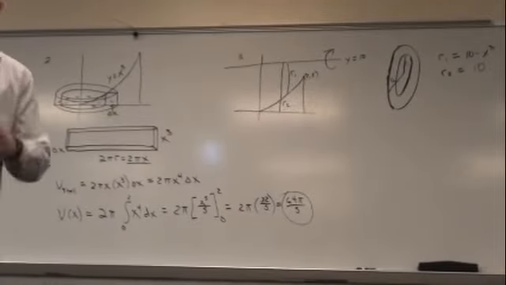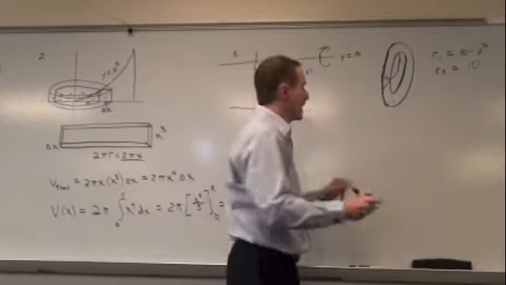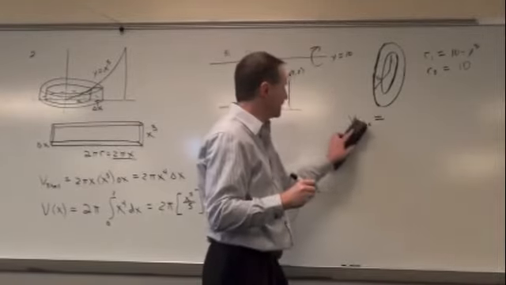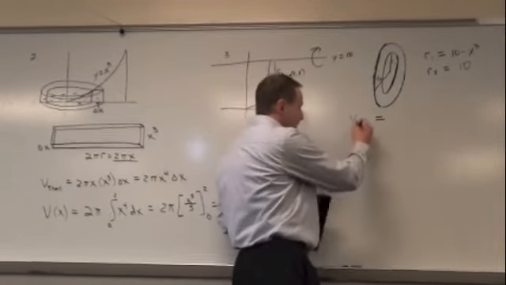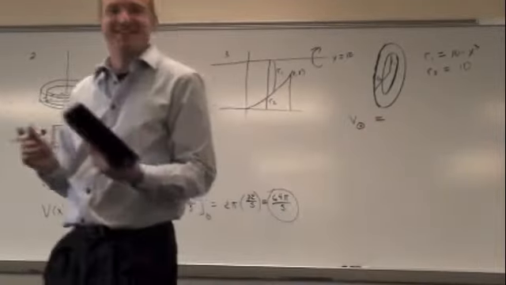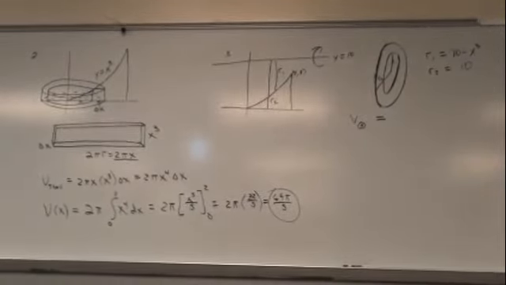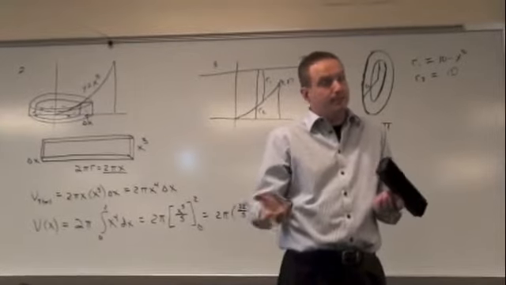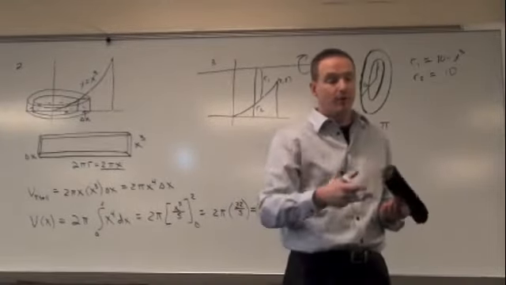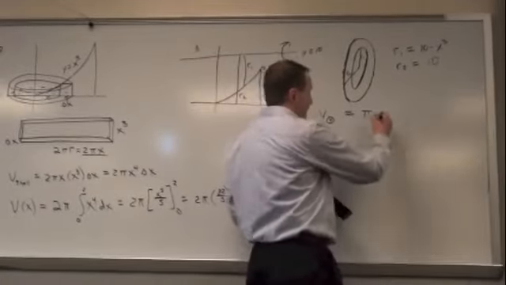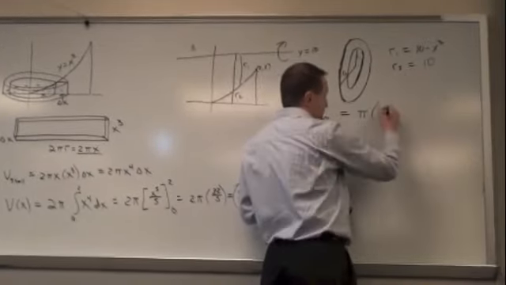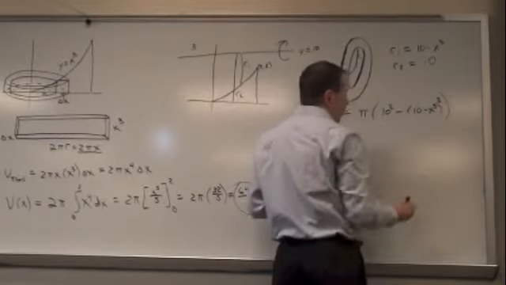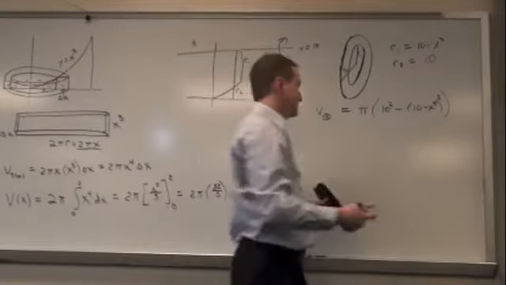So now I can say, okay, the volume of a particular slice. I used to do this, but it got messy. I can do it. Volume of a slice would be pi r squared, or pi r2 squared minus pi r1 squared, or just pull the pi out and say it's pi times r2 squared, 10 squared, minus r1 squared, (10 minus x cubed) squared. All of that times the thickness of the slice, delta x.